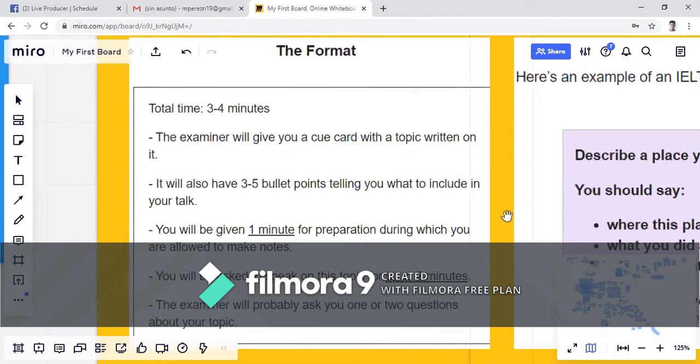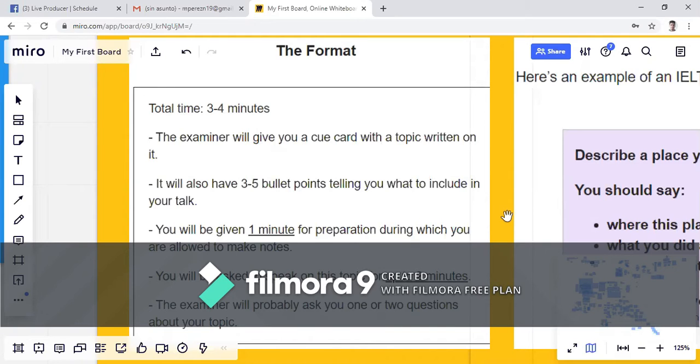Now let's continue with the second part of the IELTS exam. This is part two. The format is in total 3 to 4 minutes. In this opportunity, the examiner will give you a cue card with a topic written on it. He will hand in a cue card.